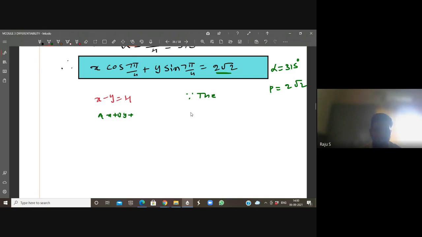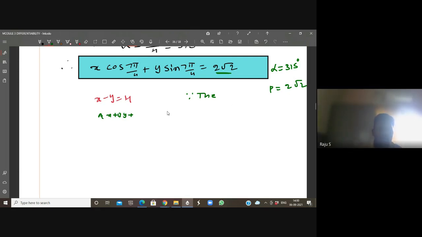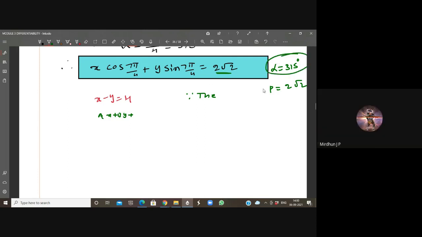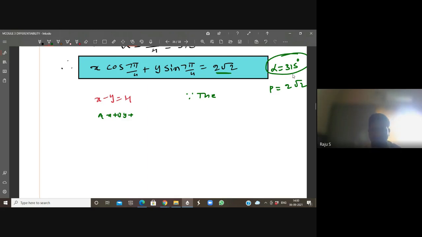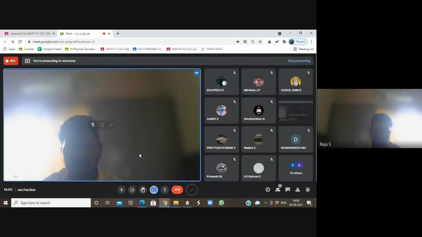The perpendicular distance is 2 root 2, that's all. But what is the angle with the positive direction of the x-axis? 315 degrees. Exactly, the angle with the positive x-axis is 315. Okay students, the remaining you can do.